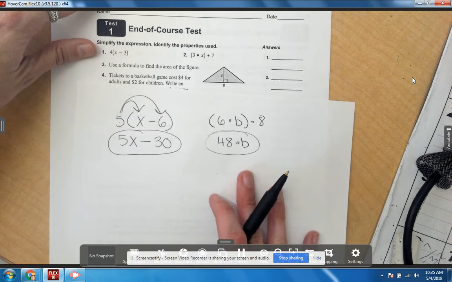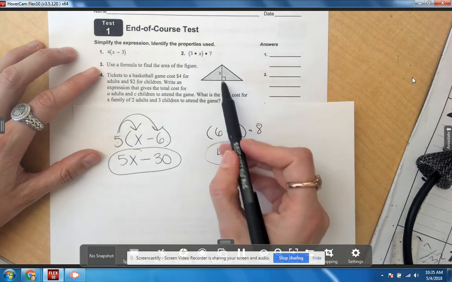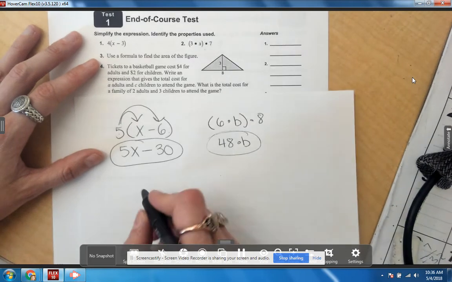Okay, the next one, I'm just going to do number 3 now. It says use a formula to find the area of the figure. So this is a triangle. The triangle formula is base times height divided by 2.